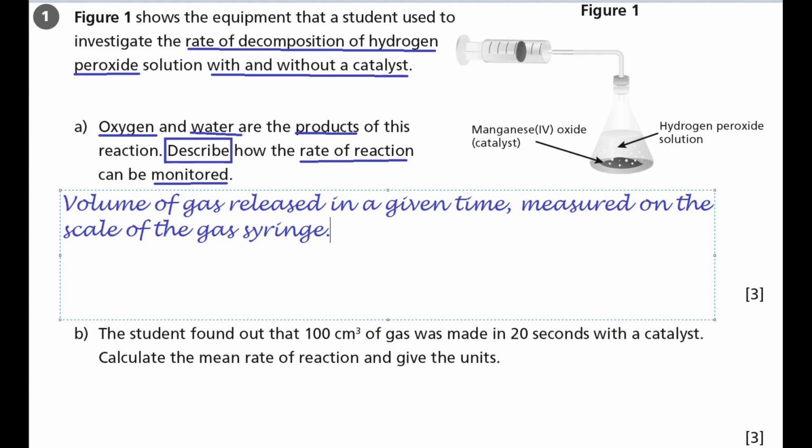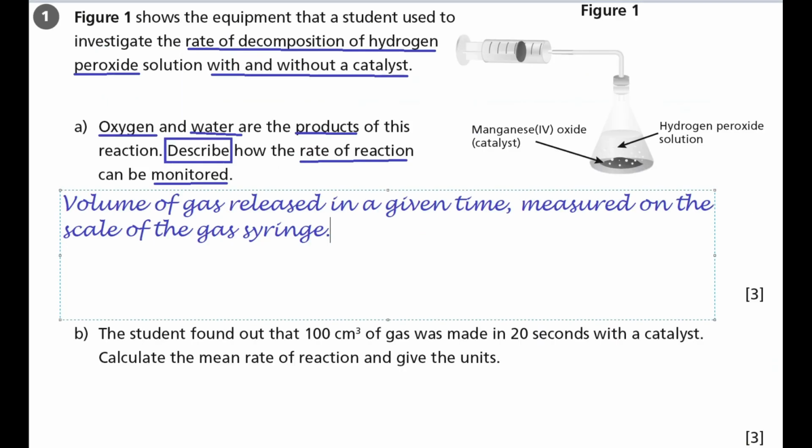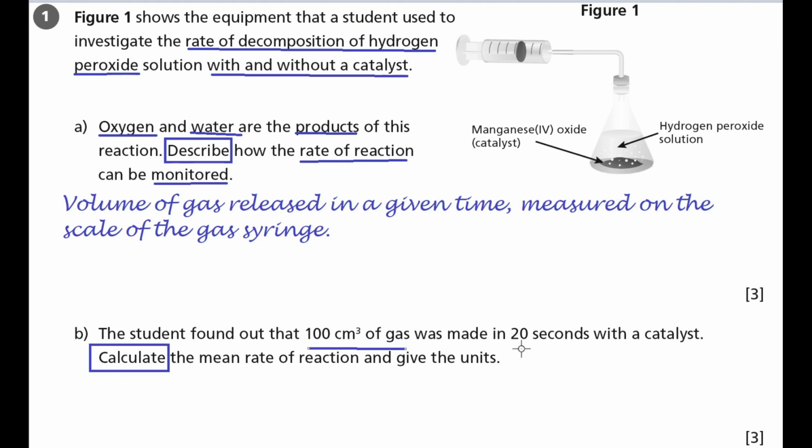Part B. The student found out that 100 cubic centimetres of gas was made in 20 seconds with a catalyst. Calculate the mean rate of the reaction and give the units. So, what's the command word? The command word is calculate. What other information have they given us? We've got 100 cubic centimetres of gas and we've made that in 20 seconds, and that was when the catalyst was present. We need to calculate the mean rate of reaction, and crucially, we need to give the units.